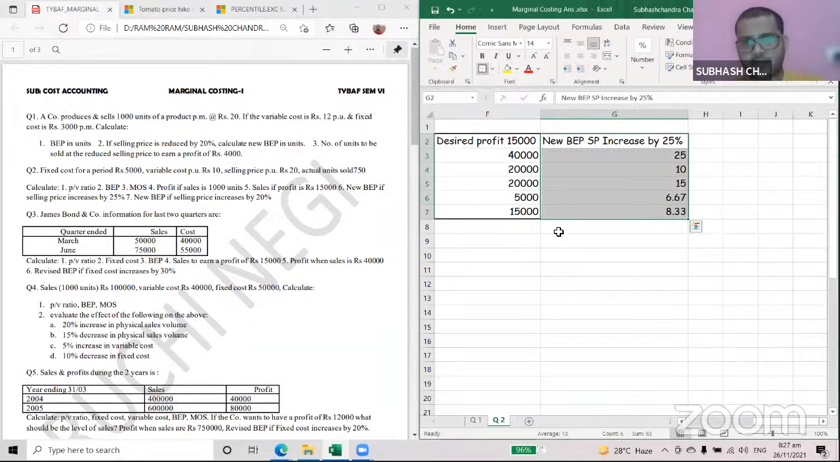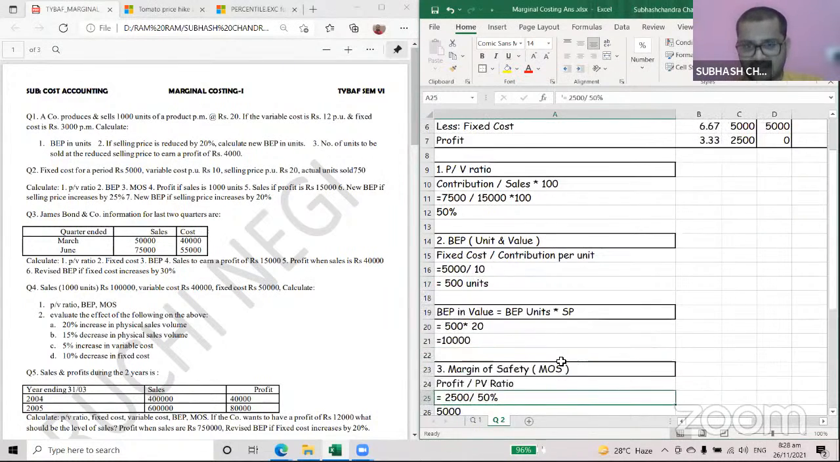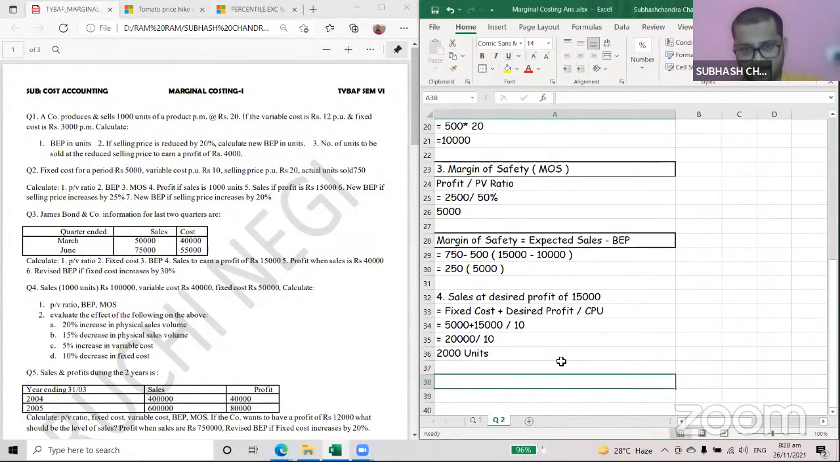So your fixed cost is how much? 5,000, and your contribution is 15. So 5,000 divided by 15. Can anyone tell me the figure? What will be the answer?